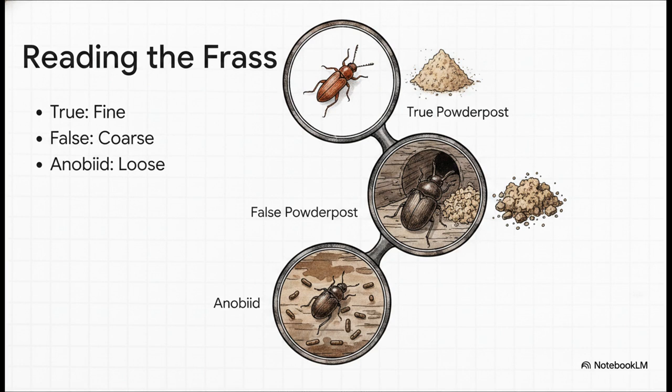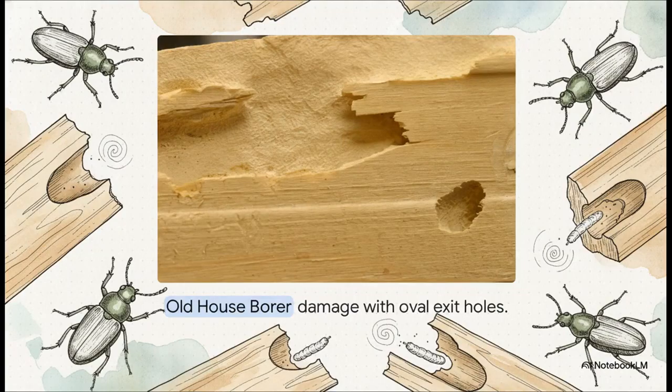Meanwhile, anobiate beetles leave elongated, loosely packed frass, and they strongly prefer wood with a high moisture content, specifically anything over 15%. Then there's the old house borer, which is part of the Ceramyxidae family. The evidence they leave behind is highly specific.